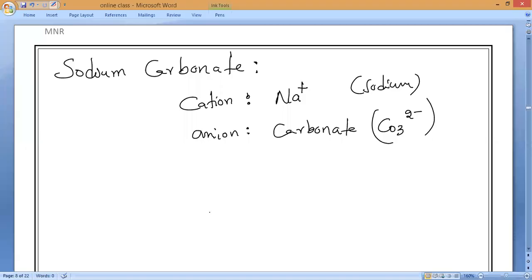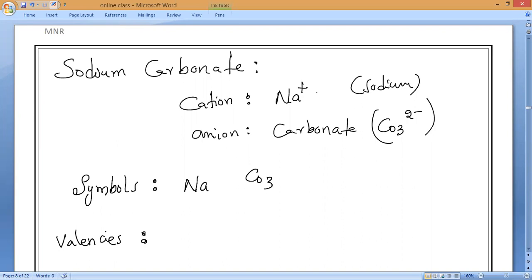Now all of you can see. So write the symbols. All of you know what the symbols are? What is the symbols here? Na, and this symbol is CO3. Now valencies. Forget about the charge. Only tell me valencies. What is the valencies, guys? Check it here. Sodium valency, 1. Carbonate valency, 2. So apply cross. That's all.